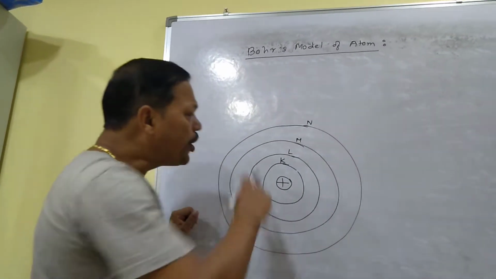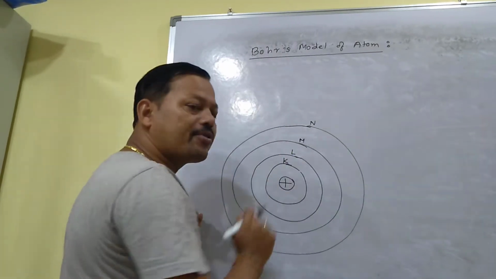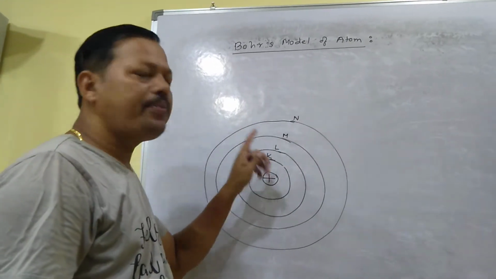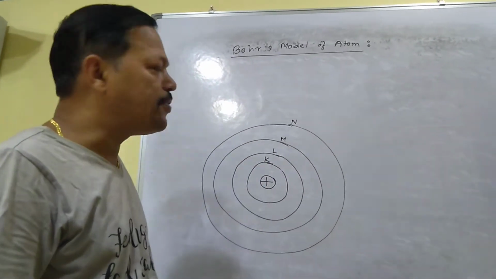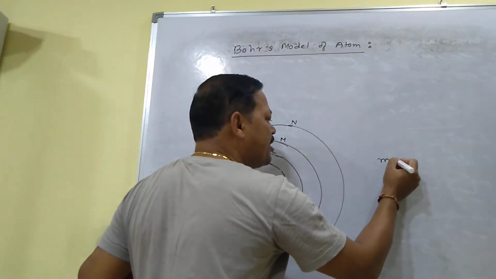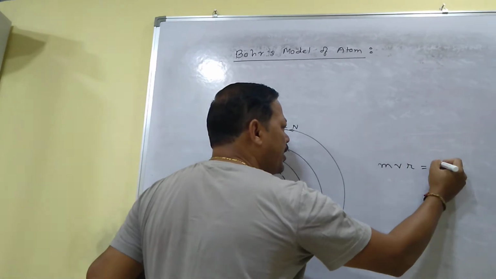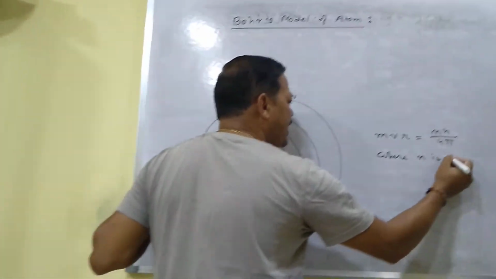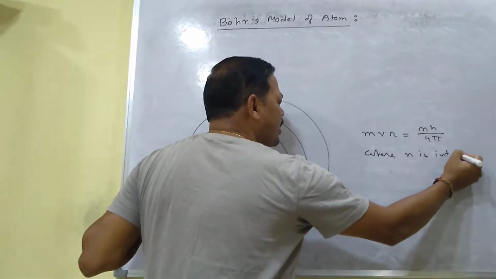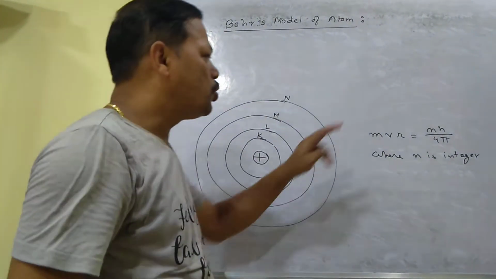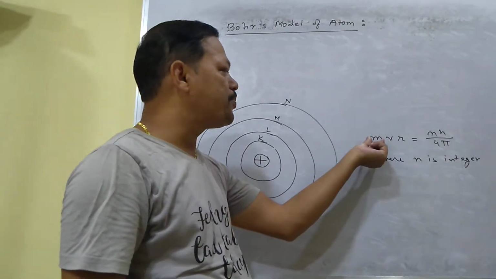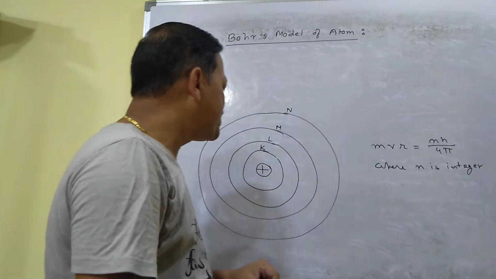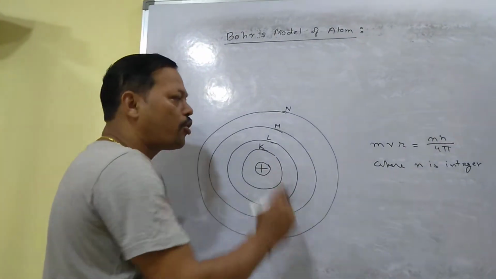Now, when you draw the orbit, the circular path is called an orbit. You can draw so many orbits, but only those orbits are allowed which satisfy the angular momentum relation mvr equals nh by 4 pi, where n is an integer. Every orbit should follow this angular momentum relation. m means mass of electron, v means the velocity of electron, r means the radius of the orbit. Radius means the distance from the nucleus to the orbit.